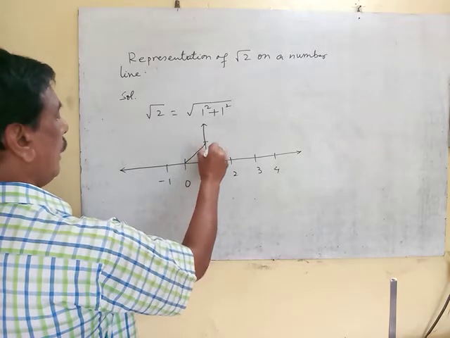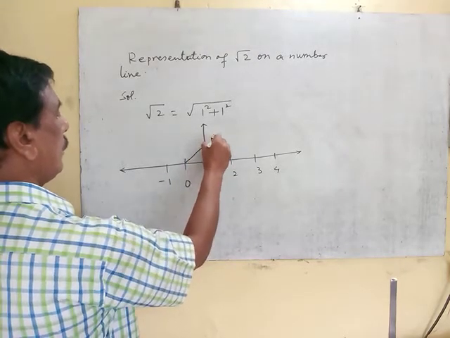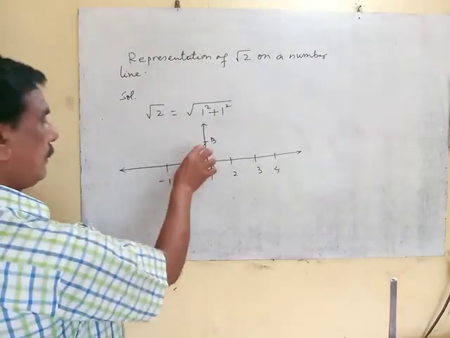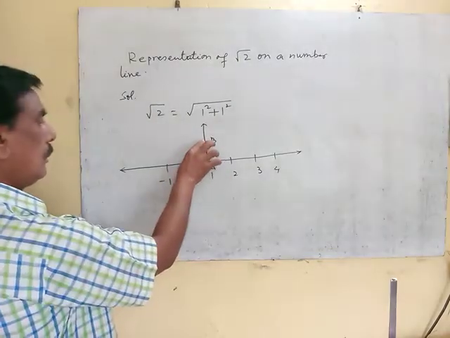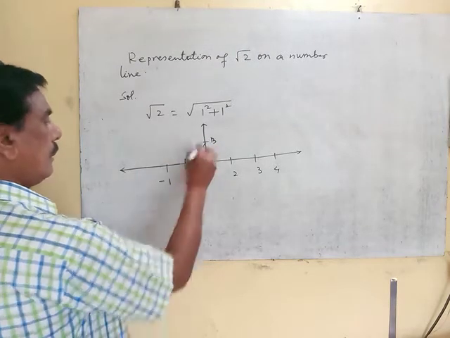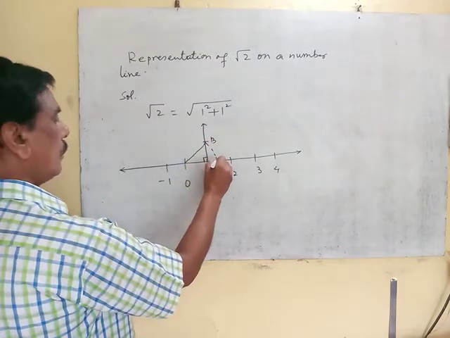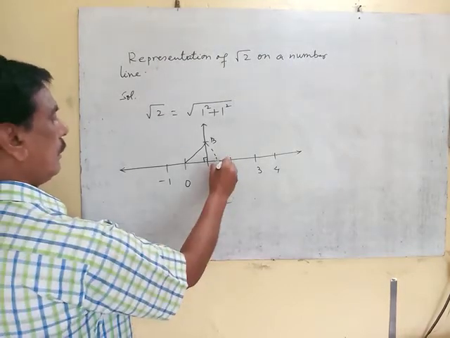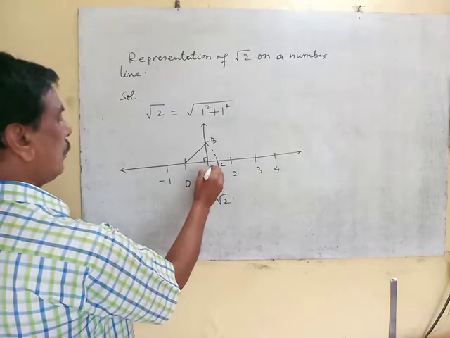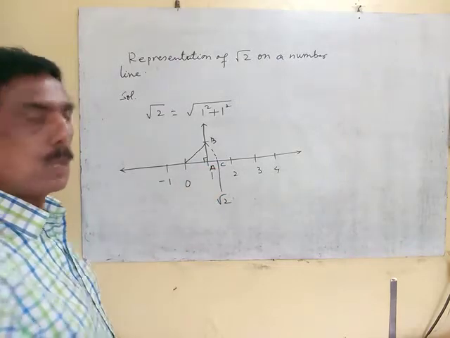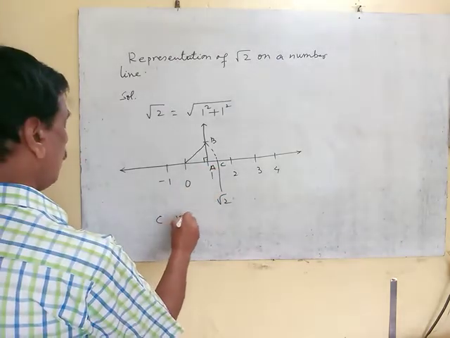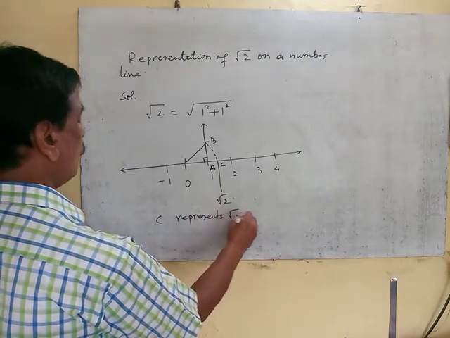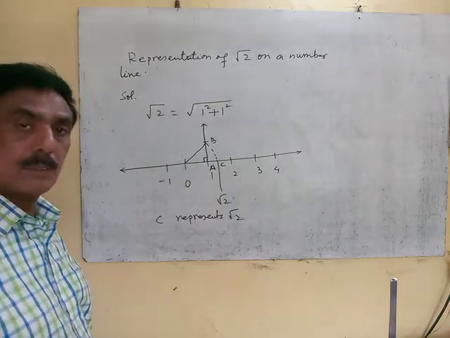Let it be A. This is B. Now keeping the leg of your compass here like this, you just go and make an arc. So this is root 2. This C represents root 2. C represents root 2. Okay, so this is it.